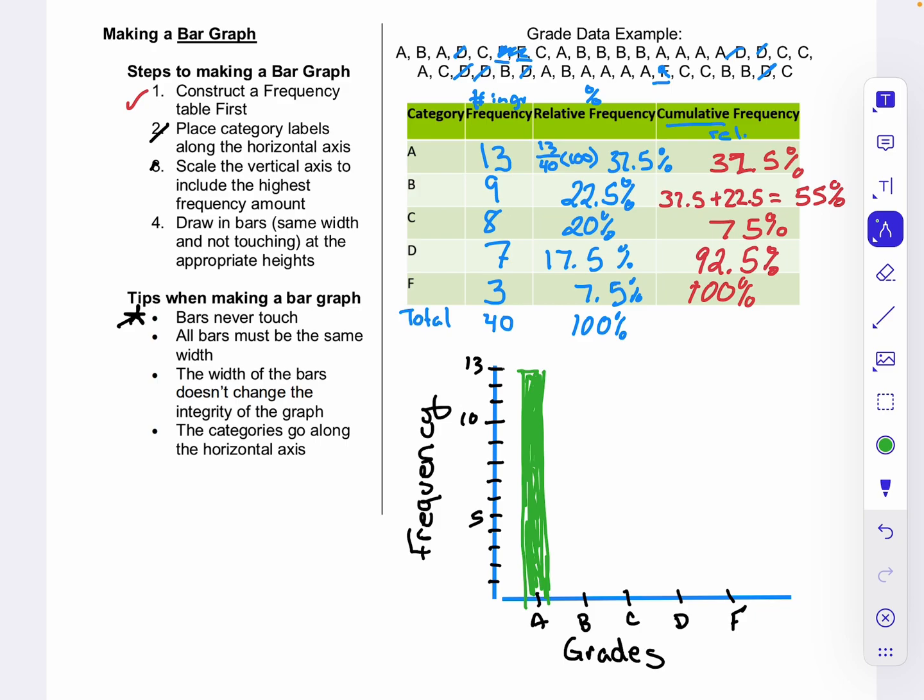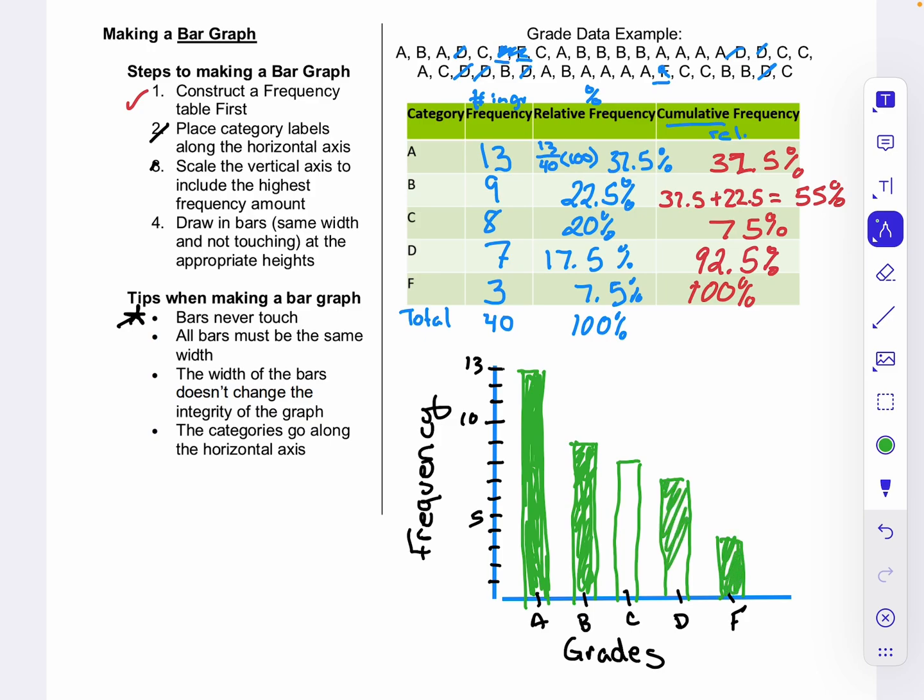So B, I'm going to go over here to 9 and give myself a height. And again, I want to keep it as close to the same width as A as possible. I'm eyeballing it, so it's not going to be perfect, and shading it in again. So there's 9. The next one was at 8, so it should be a little lower. Then at 7, 5, 6, 7. And then a drop down to 3.